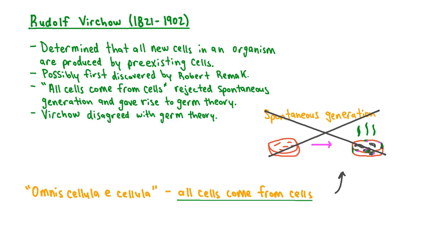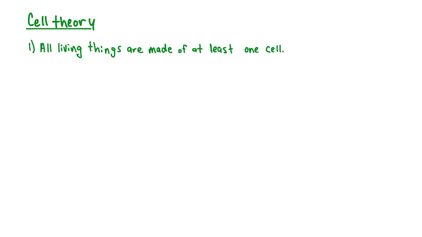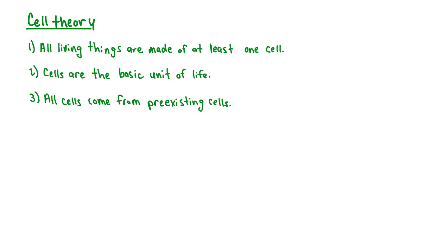It's interesting that Virchow, a scientist who specialized in the study of diseases, disagreed with the increasingly popular germ theory. He instead believed that diseases were caused by some imbalances and abnormal activities inside of cells, not by outside pathogens. The contributions of these scientists led to cell theory, which is really the foundation of modern biology. Today, the 3 postulates of cell theory are that all living things are made of at least one cell, that cells are the basic unit of life, and that all cells come from pre-existing cells.